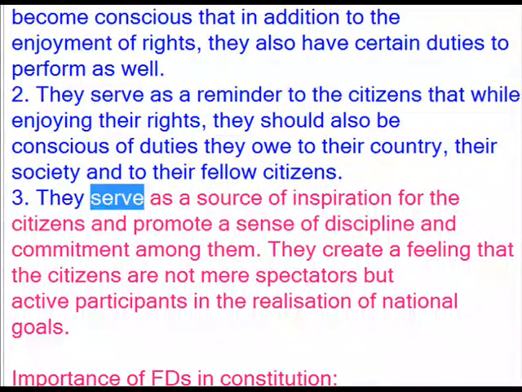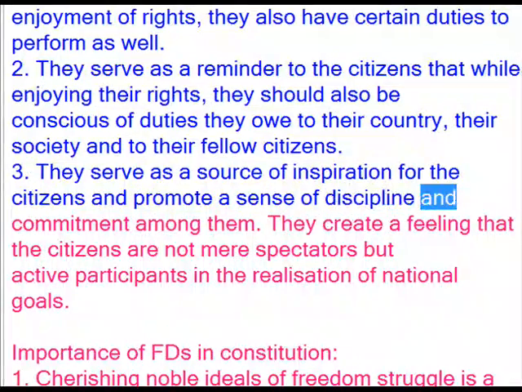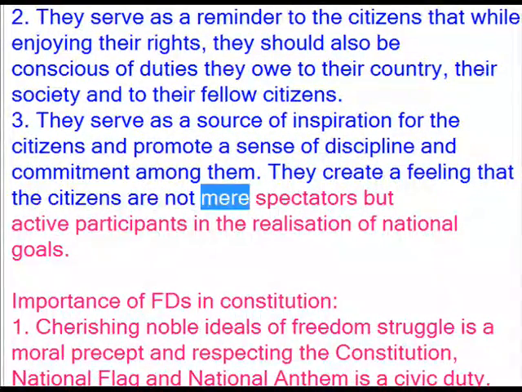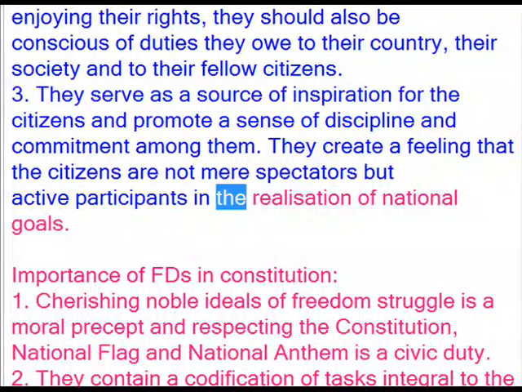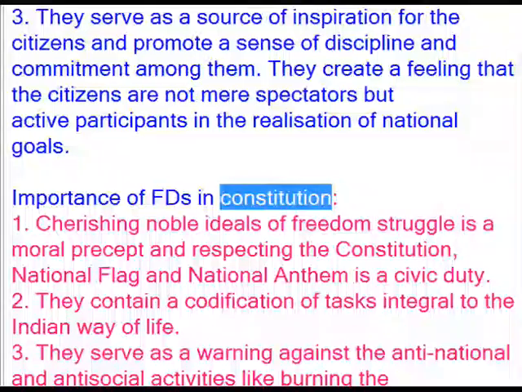3. They serve as a source of inspiration for the citizens and promote a sense of discipline and commitment among them. They create the feeling that the citizens are not mere spectators but active participants in the realization of national goals. Importance of FDs in the Constitution.